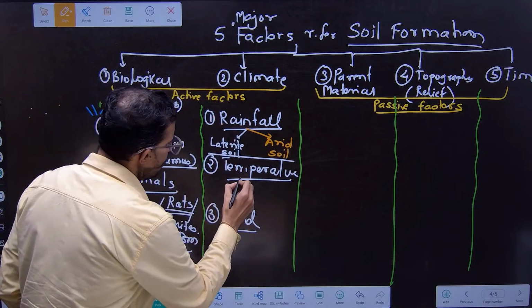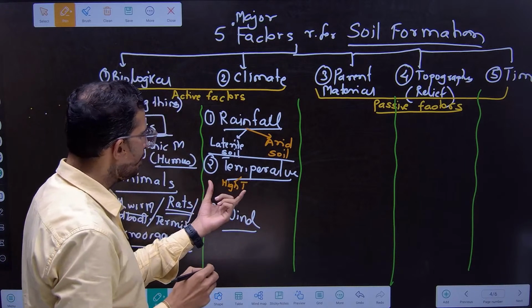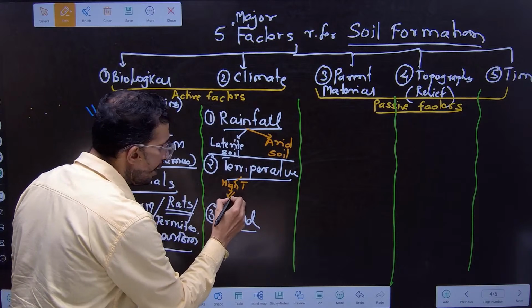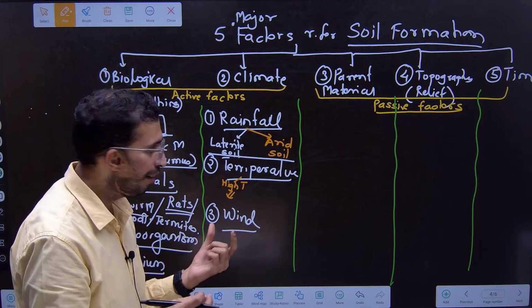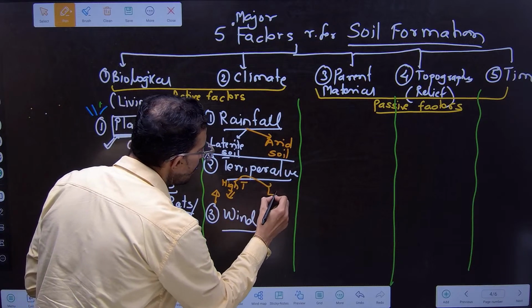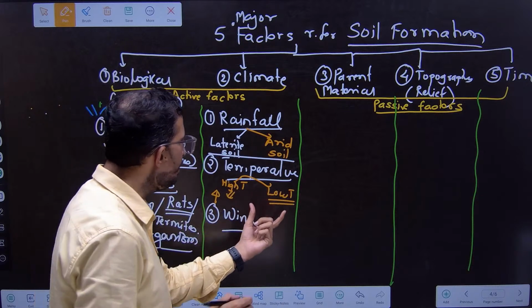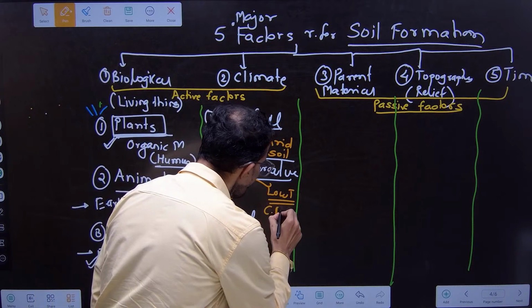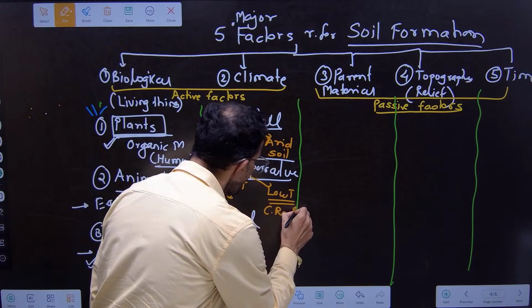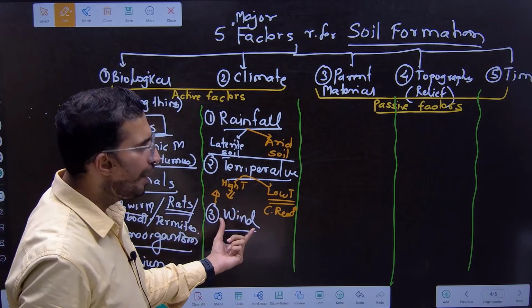Temperature, if we see, there is a higher temperature, the chemical reactions within the rock for the disintegration are higher. Then lower temperature, low pace of these chemical reactions. What about wind? Wind plays a minor role.